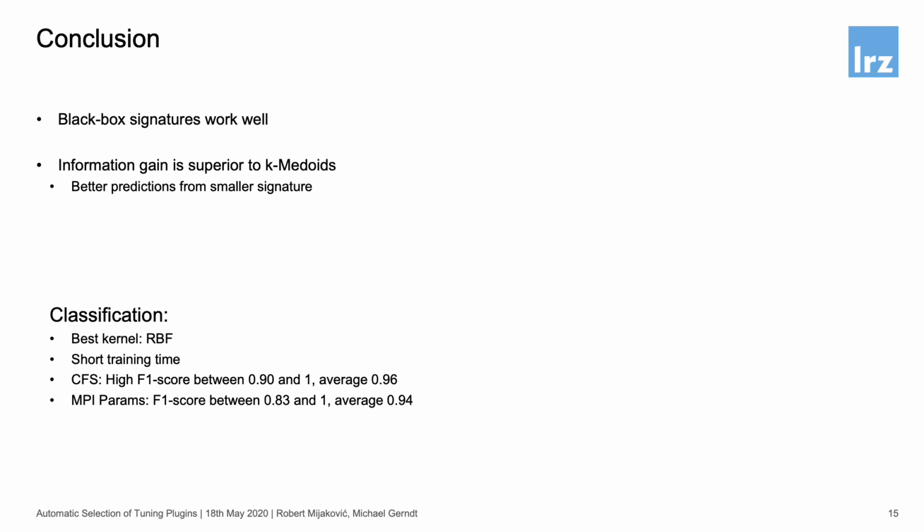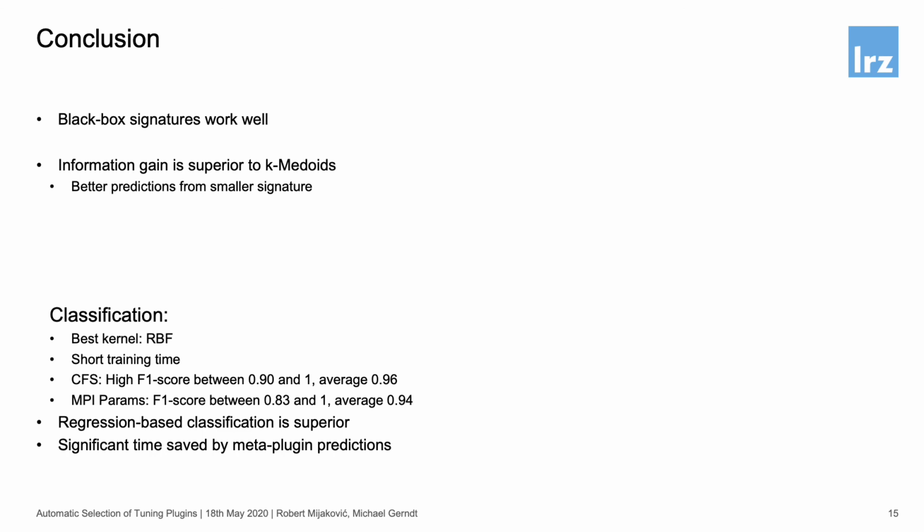So having more samples in the database would probably also help the MPI parameters plugin to have better prediction quality. Okay, and also, if possible, regression-based classification should be used for classification. That means basically that having more data about classes is beneficial for classification. And also, as observed, significant time can be saved by meta plugin predictions.